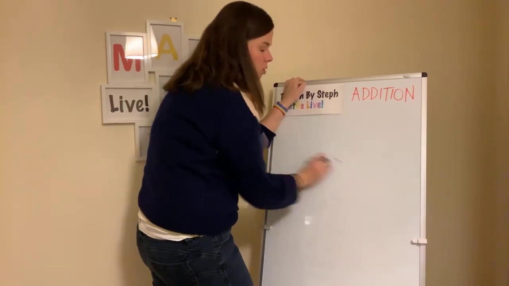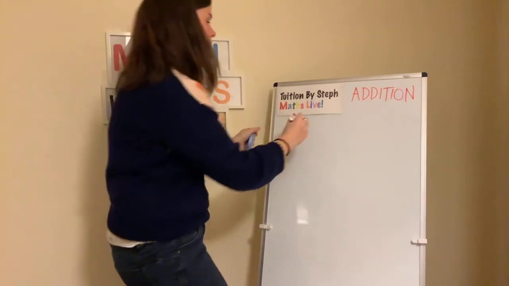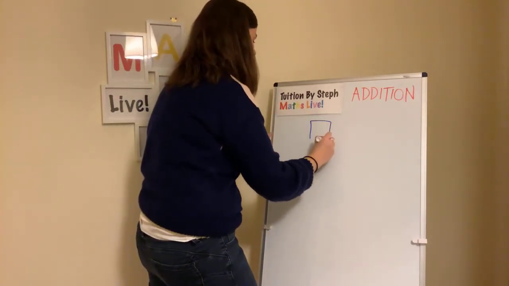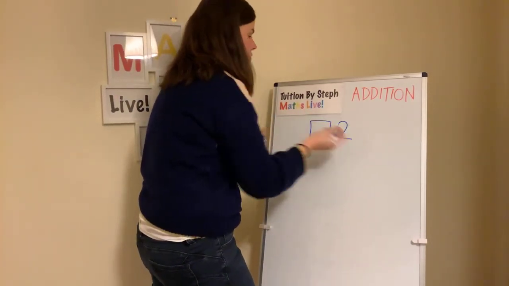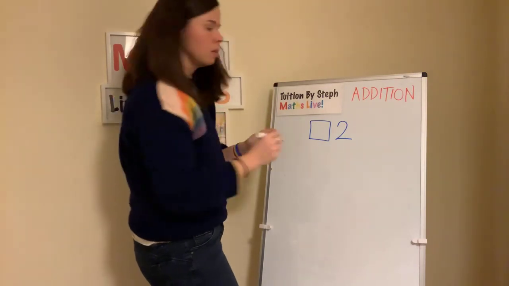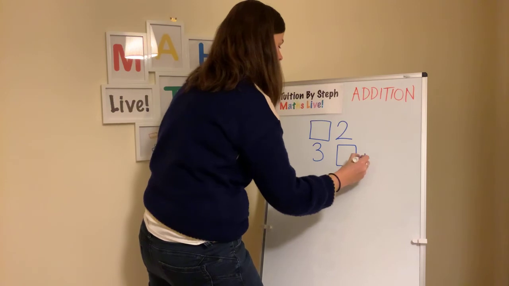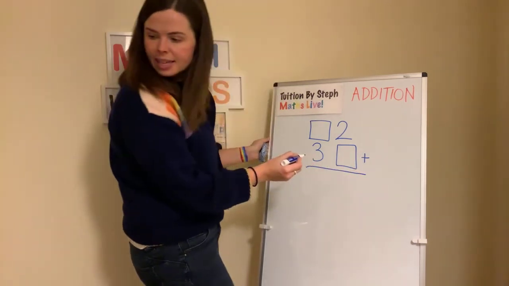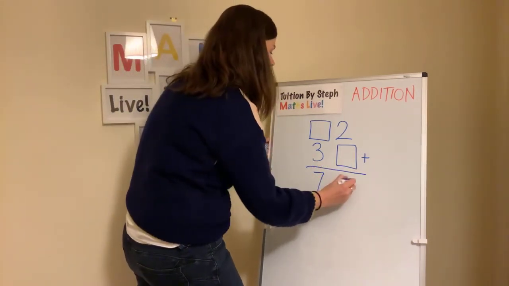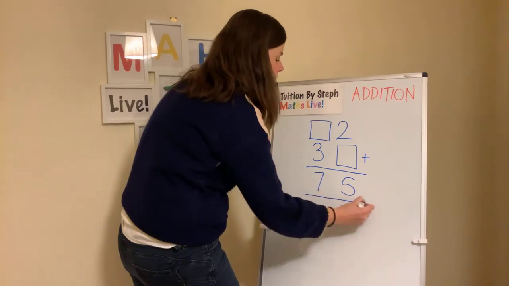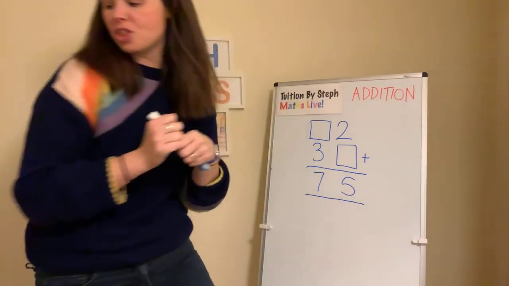I'm going to give you 2 more. So you've got something and 2, and 3 and something, added together to make 75. What are the missing numbers in the boxes? I'll give you 30 seconds.